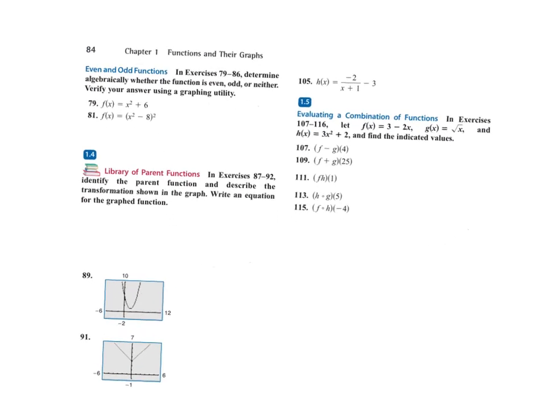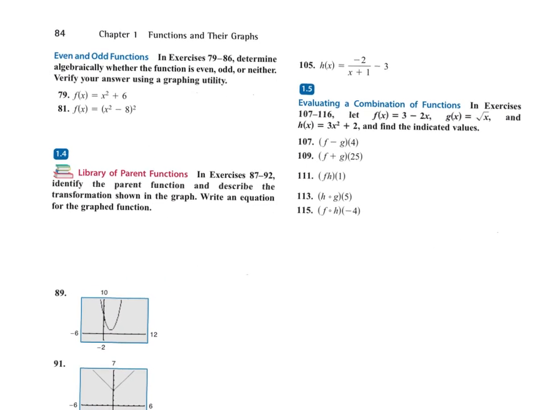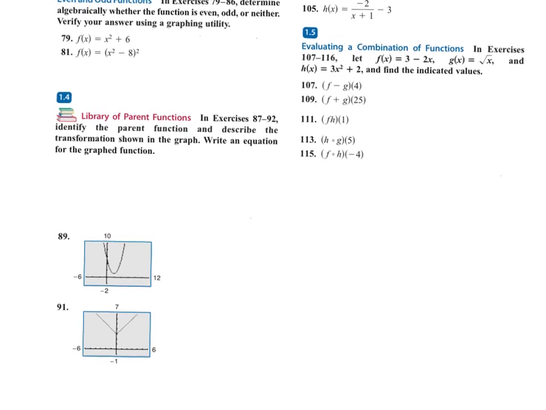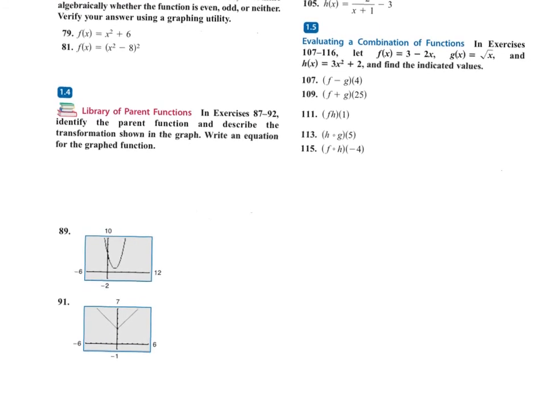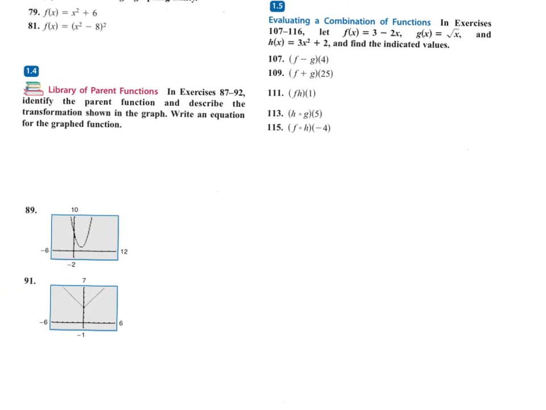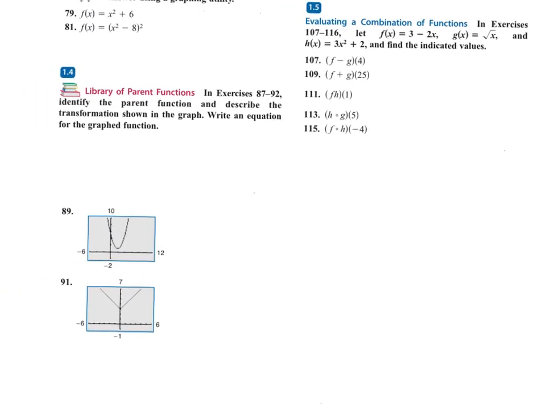All right, how about here? This is your even and odd for 79 and 81. So plug in the negative x to see if it's even. Plug in negative x, negative y to see if it's odd. 1.4 is what we just did on the warm-up, right? All the transformations. So this one actually gave you the graph and asked you to find the equation. So I know the first one is squared because it's a parabola. I know it's shifted to the right 2 places and up. Looks like 1 place.